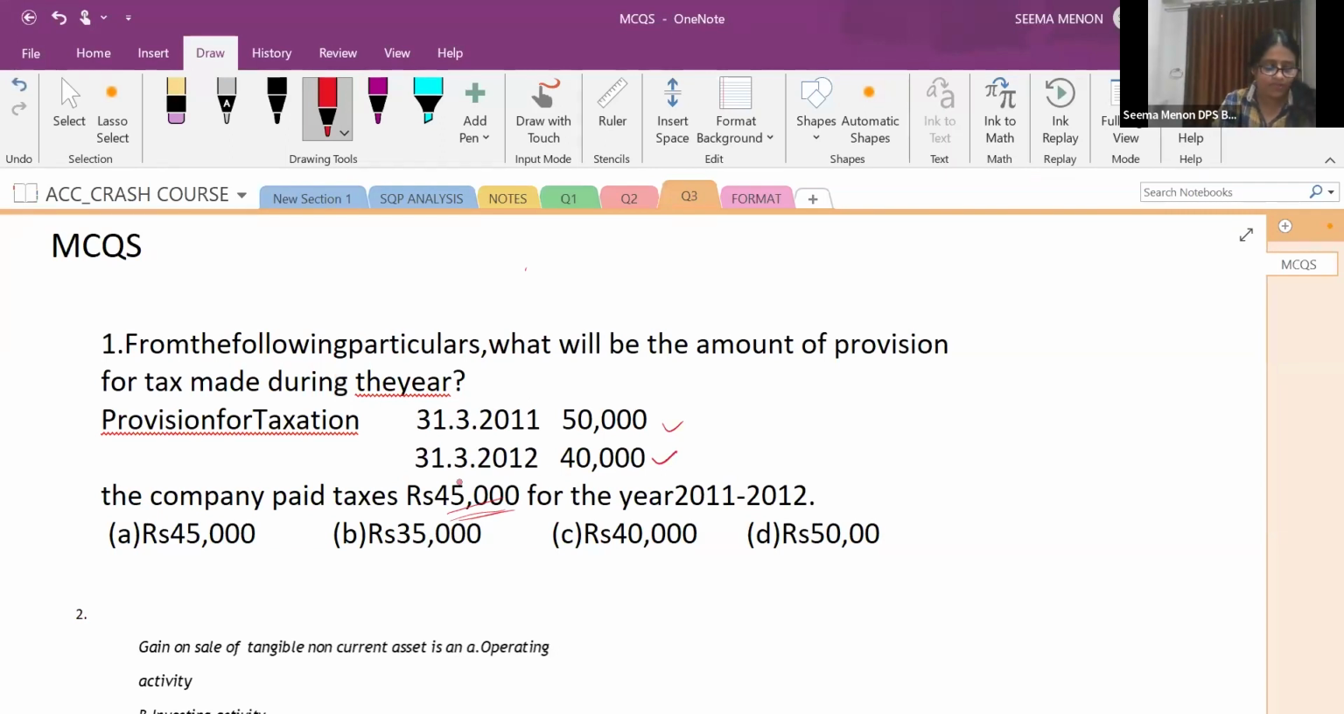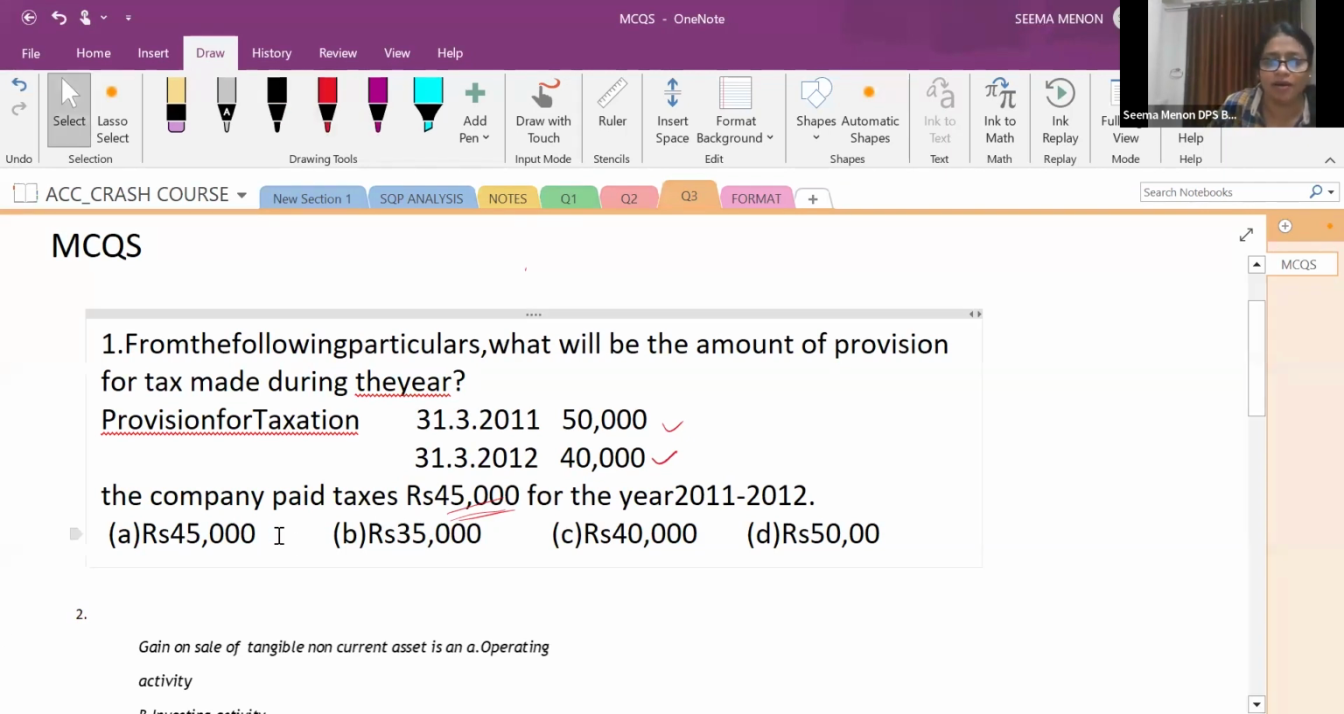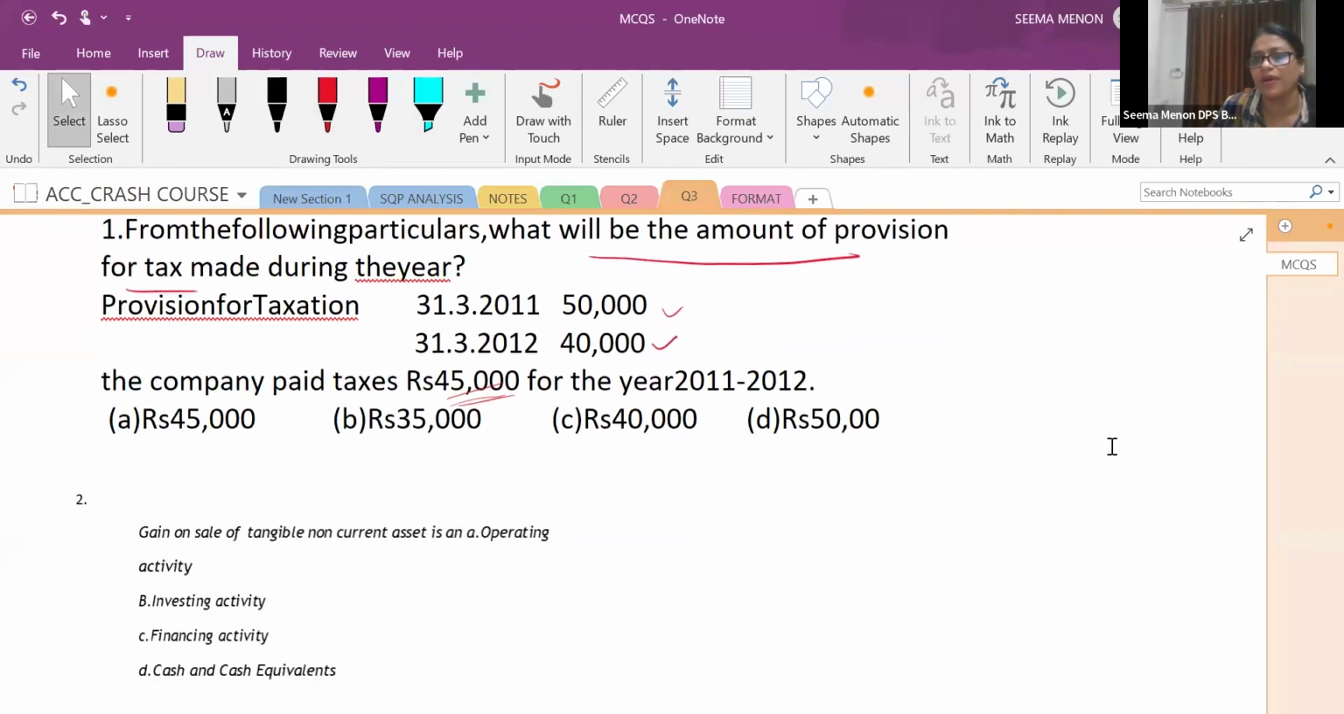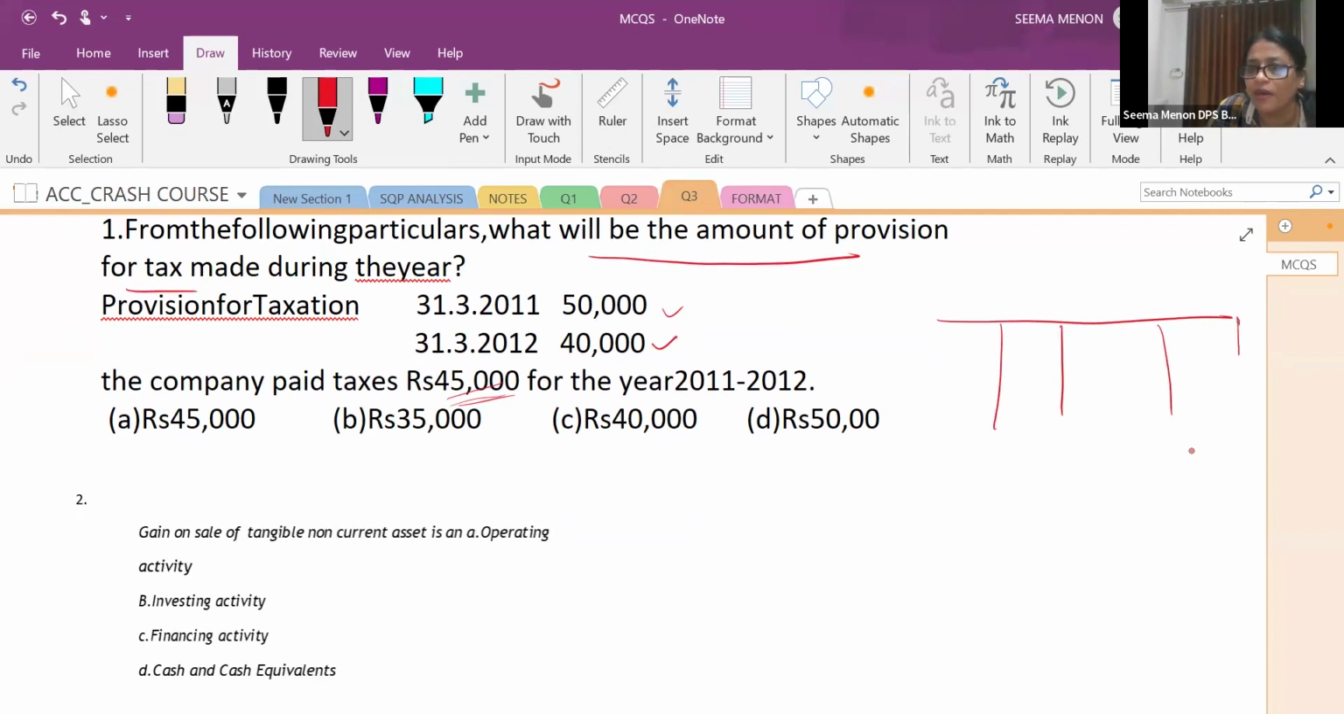So whenever three informations are given, as I discussed yesterday, we have to prepare the tax account. You have to find out from the following particulars what will be the amount of provision for tax made during the year. So you can prepare the account. Here we make a small account on provision for tax. While we are preparing cash flow statement, it will always be a working note, so it is not necessary that you make a proper format. So let's draw the format here.